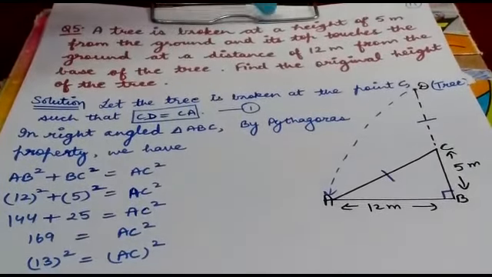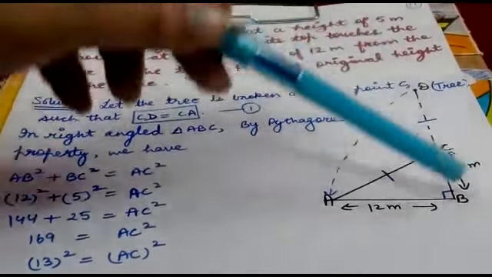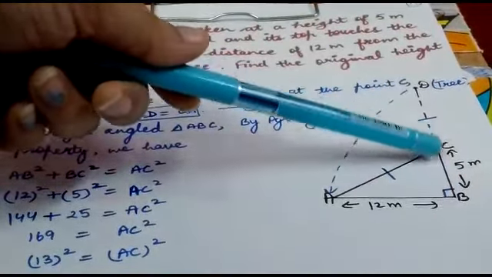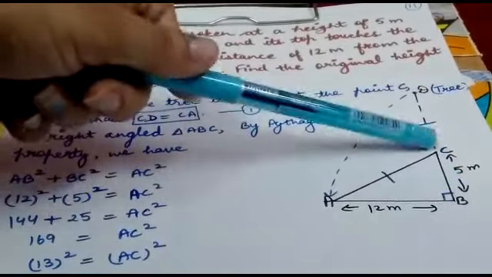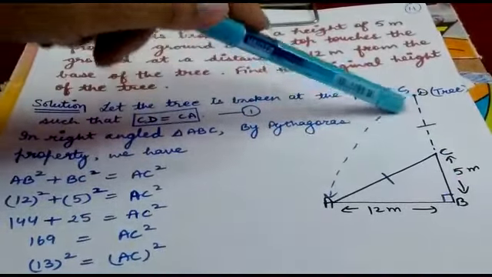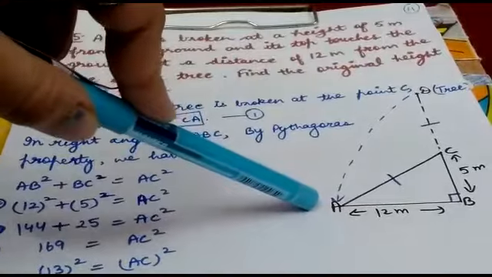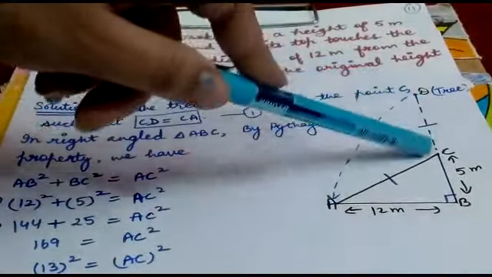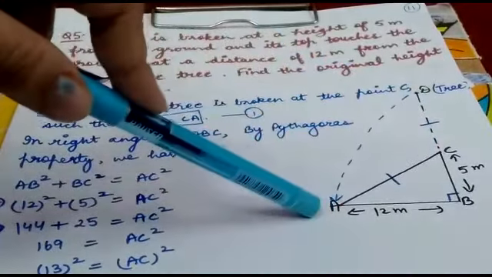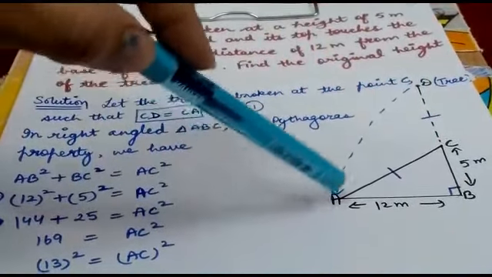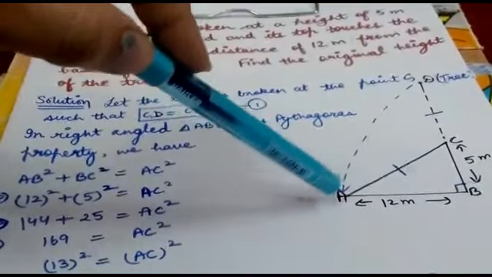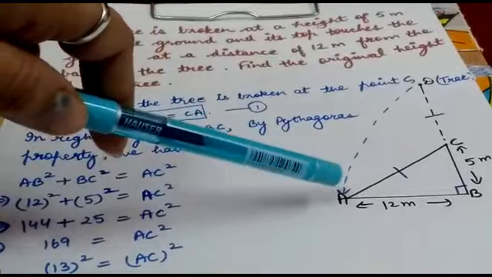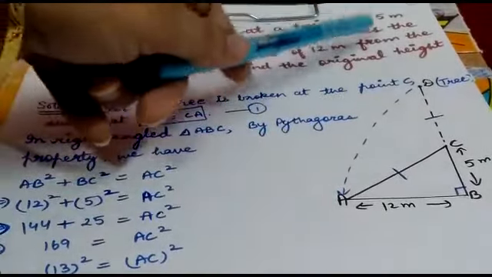Now, a tree is broken at a height of 5 meters from the ground. Now this is a tree, and this tree is broken at a height of 5 meter. That means if this is 5 meter, this is standing, and this CD is broken down. The CD part is broken, and this is standing here on the ground. This is the top of the tree. This top of the tree will come on the ground when it is broken, and its top touches the ground.